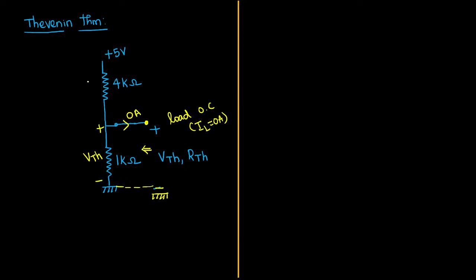So directly, in that case, what will happen? This 4 kilo ohm resistor and 1 kilo ohm resistor will be connected in series. Whatever current comes from this 5 volt source will go directly through the 4 kilo ohm and 1 kilo ohm resistors and reach the ground. So it clearly indicates that these two resistors are connected in series.